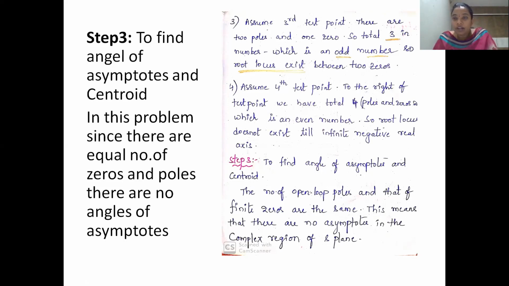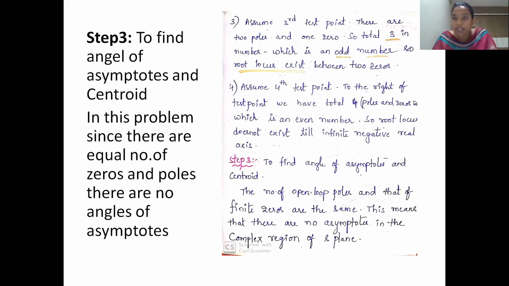Okay, so you can test this. What have I written here? The number of open loop poles and that of finite zeros are the same. So how many poles do you have? You have 2 poles and 2 zeros. That means there are no asymptotes in the complex region of the S-plane. You can also test this by taking the formula for the angle of asymptotes, which is plus or minus 180 into 2q plus 1 divided by n minus m. N is the number of poles, m is the number of zeros. So what is n minus m? 2 minus 2, which is equal to 0.